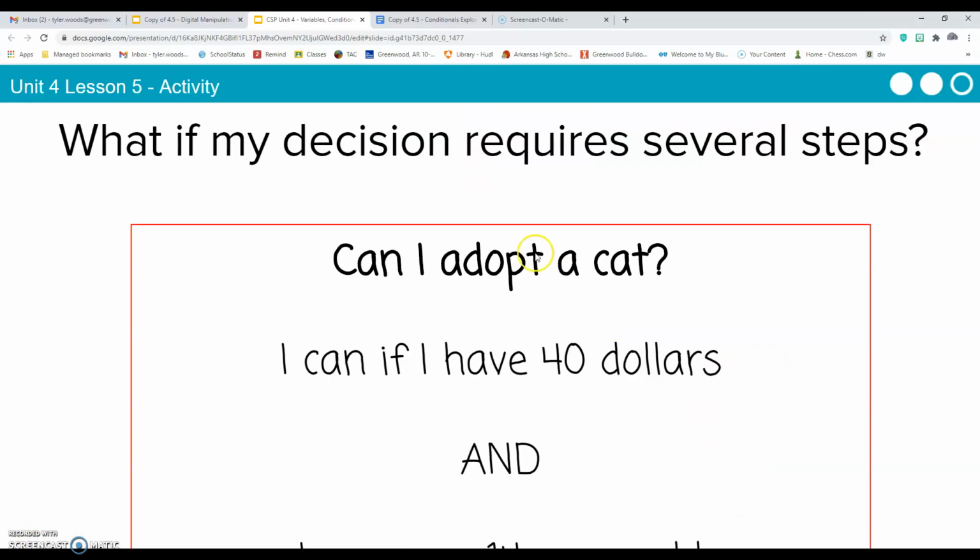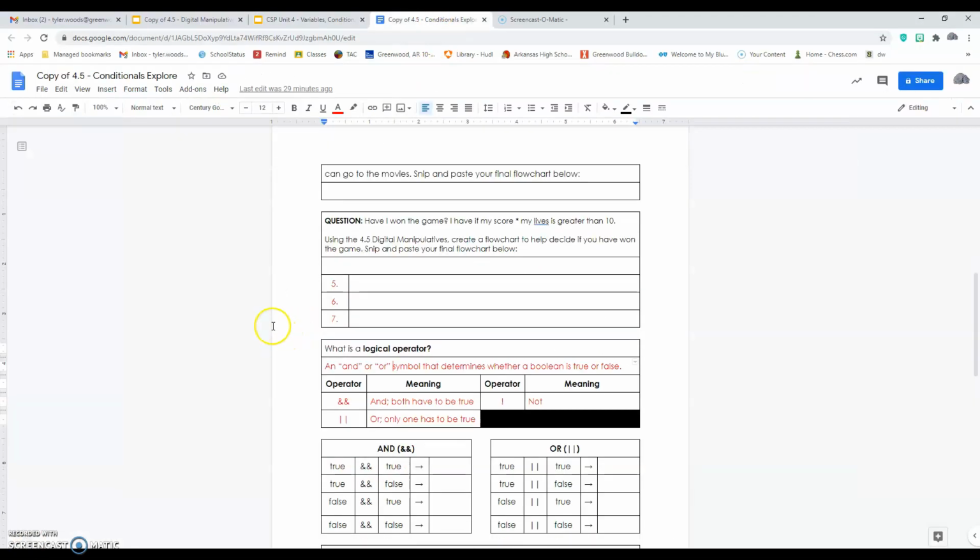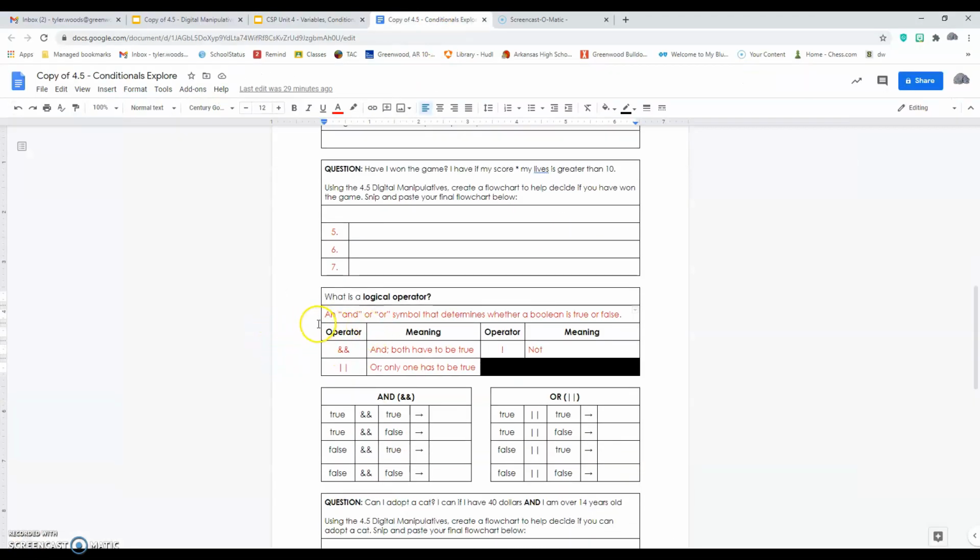Okay, for the next part, we're going to go back to our worksheet, and you guys need to answer this question. I basically gave you the answers right here. What is a logical operator? It's an AND or an OR symbol that determines whether a Boolean is true or false. Okay? And right here, you guys need to write that.